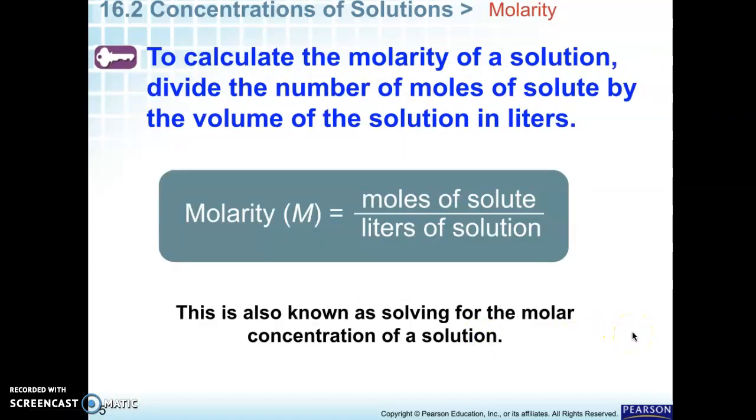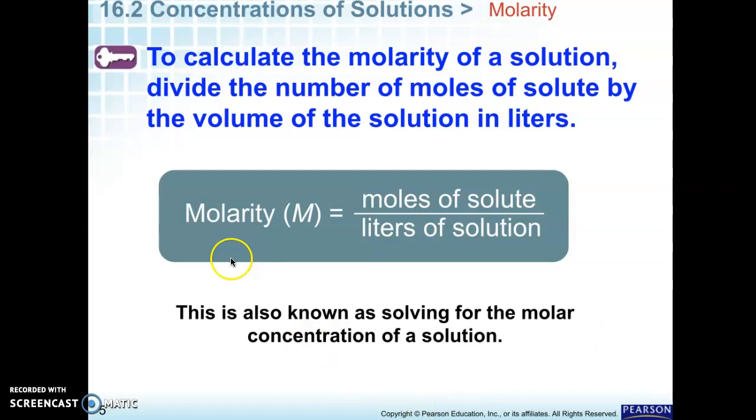We use molarity to determine the concentrations of solutions in chemistry. We also use percent and parts per billion. There's all kinds of parts per million. There's a bunch of different ways of figuring out concentrations. We're going to focus on molarity and percent solutions.